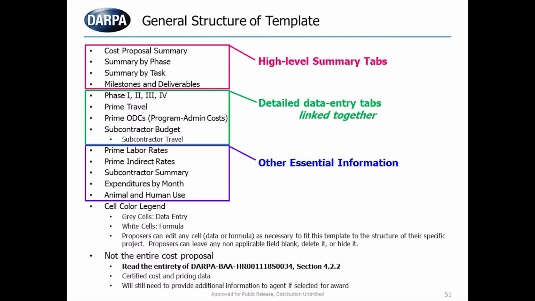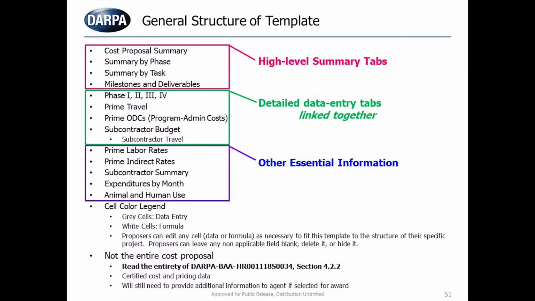So although there are numerous tabs, the template is split up into 3 major sections. There's a high-level summary tab, the detailed data entry tabs, and then other essential information. So I'll go ahead and review each tab in the spreadsheet individually, but I'll start by providing a summary of these 3 major sections. So the high-level summary tabs that are highlighted here in pink provide high-level information about your cost proposal in a few different yet very helpful ways. I'll go through those in a minute.